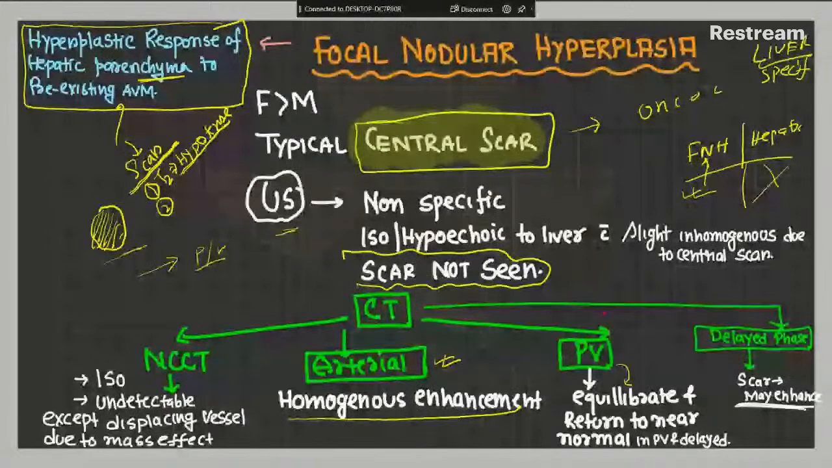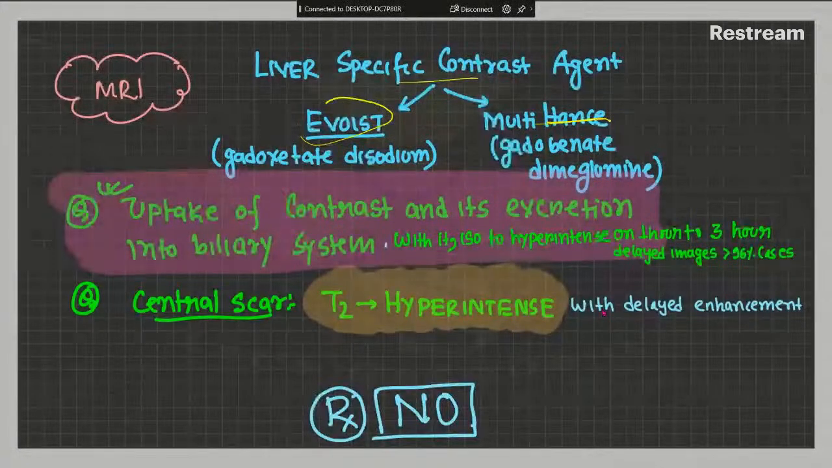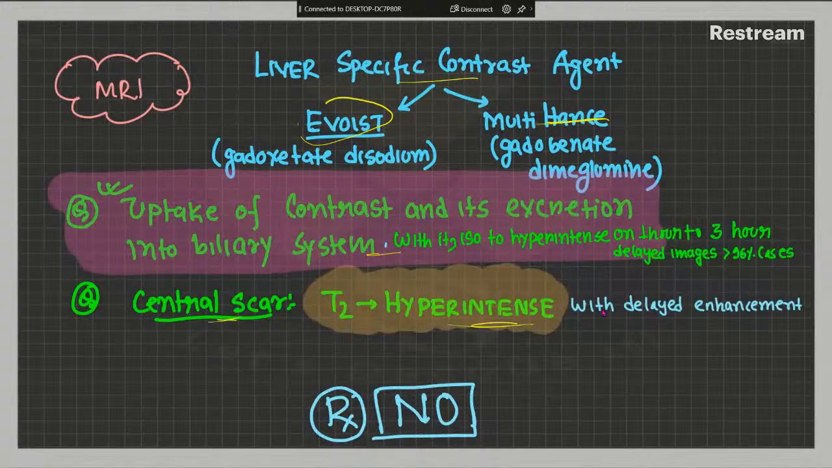Otherwise, if you remove that portion, then the central scar will help. Otherwise, more or less the imaging features are the same as hepatic adenoma and it can sometimes create a diagnostic dilemma. I have already told you about the liver specific contrast agents, brand names Eovist and MultiHance; these two are available. There is uptake of contrast and excretion into the biliary system. The central scar is T2 hyperintense with delayed enhancement. If it is asymptomatic, no treatment. With this, we also finish the second topic, focal nodular hyperplasia.